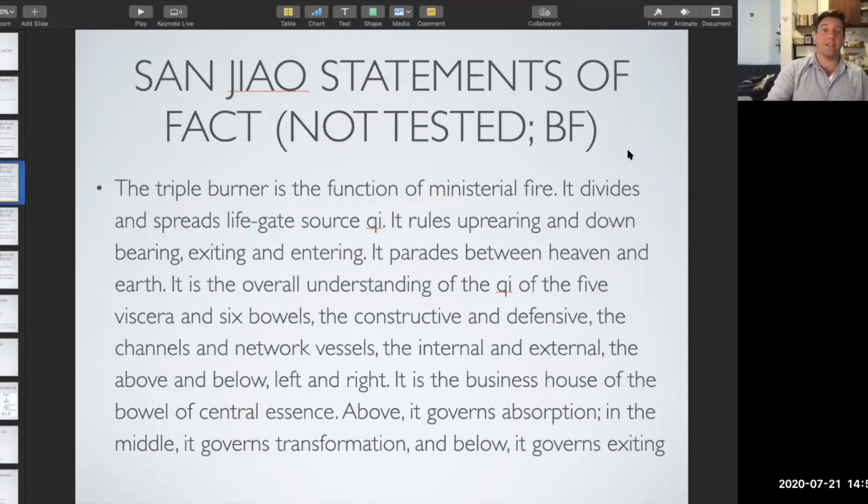So this is a very long statement of fact. And I think I'll probably just leave this up on the break for you guys to look at as well. The Sanjiao is the function of ministerial fire. We're not really talking about imperial versus ministerial, but that could be a good talk for next week.